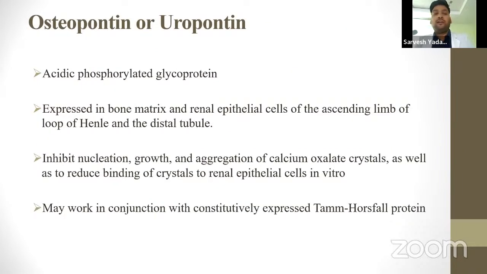Osteopontin or uropontin. Osteopontin or uropontin are acidic phosphorylated glycoproteins expressed in bone matrix and renal epithelial cells of the ascending limb of the loop of Henle and distal tubule. It inhibits the nucleation, growth, and aggregation of calcium oxalate crystals, as well as reducing the binding of crystals to renal epithelial cells in vitro. It may work in conjunction with constitutively expressed Tamm-Horsfall protein.